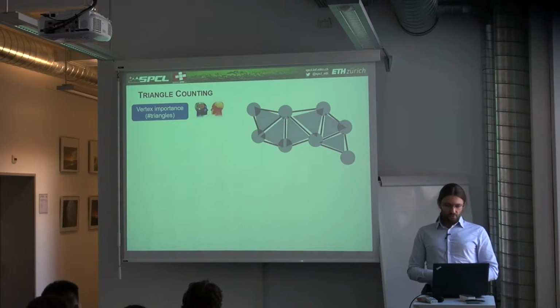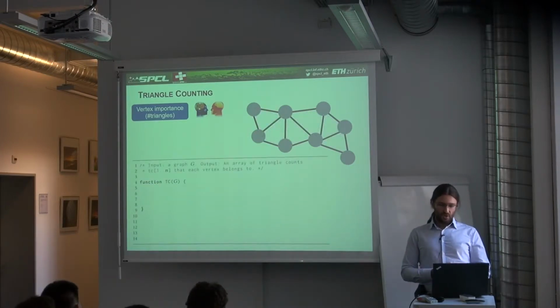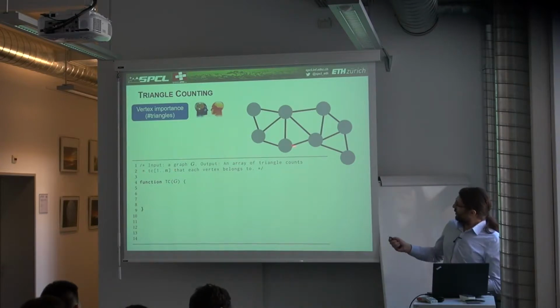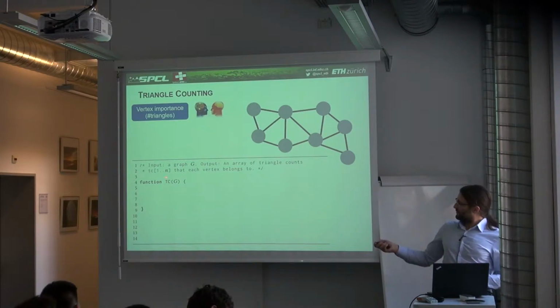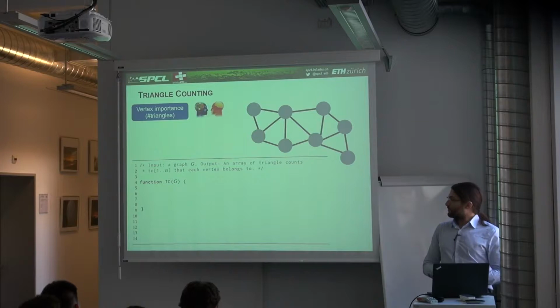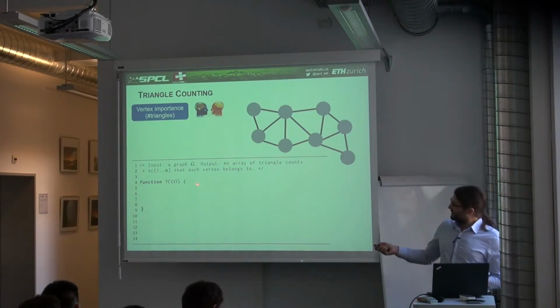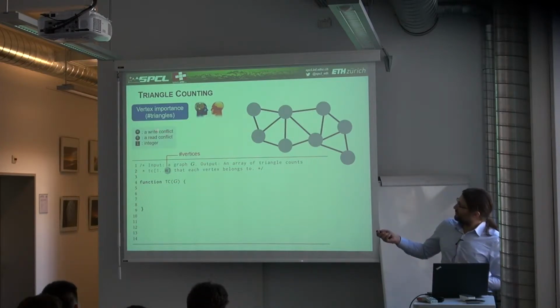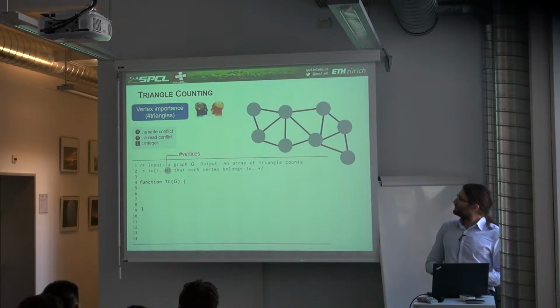To compute this triangle count, let's take a look at some simple pseudocode. We have the input, our graph G, and the output is the array of triangle counts TC from 1 to n, where n is the vertex count. So we have TC, for triangle count, for each of the vertices. We also have some legend here, so these symbols that are going to be shown later, we can read them here. First we initialize the triangle count to zero, of course, for each of the vertices.